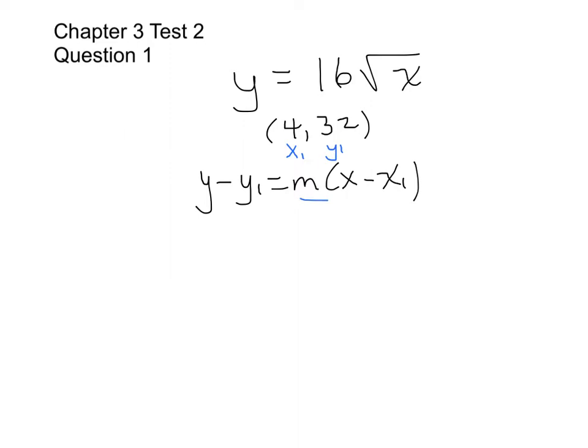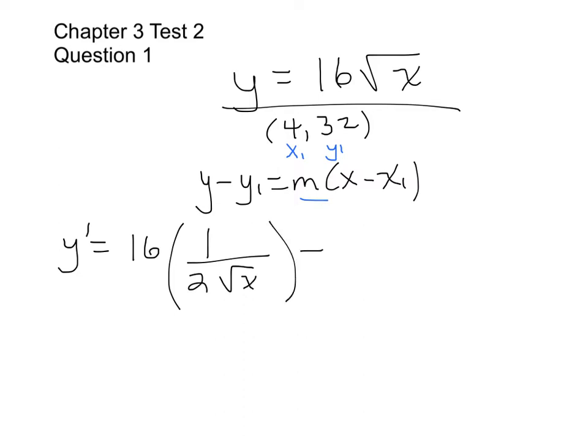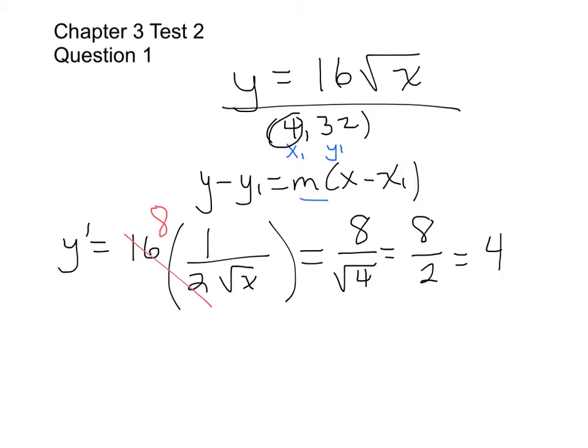I just need my slope, and to find the slope I simply take the derivative of 16 square root of x. So I can pull that 16 out front, and then the derivative of square root of x is 1 over 2 square root of x. So that becomes 8 over square root of x, and I can also plug in my value for x. So I get 8 over square root of 4, or 8 over 2, so my slope equals 4.